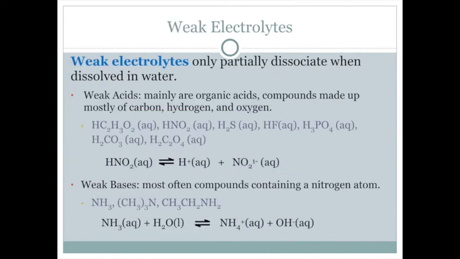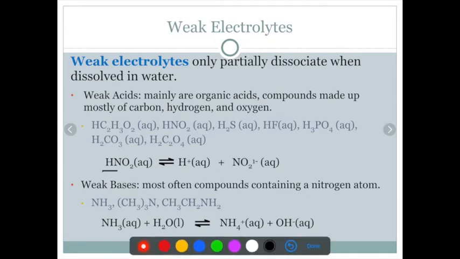Weak electrolytes don't do that. Weak electrolytes only partially dissociate. So weak electrolytes are weak acids and weak bases. So if you know your list of strong acids, anything else is going to be considered a weak acid. So make sure to memorize those strong acids. So they partially dissociate.